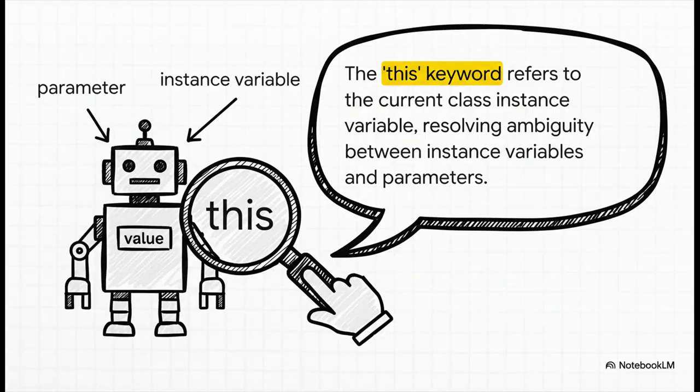But here's a classic problem you'll run into. What happens if a parameter in your method has the exact same name as one of your class variables? That's where the this keyword becomes your best friend. It's a special pointer that says, hey, I'm not talking about that temporary parameter. I'm talking about the variable that belongs to this specific object. It just clears up all the confusion.